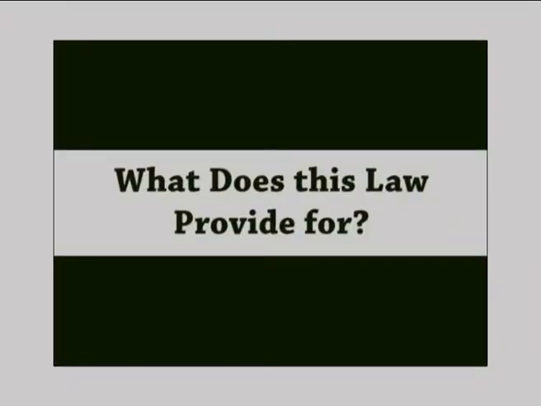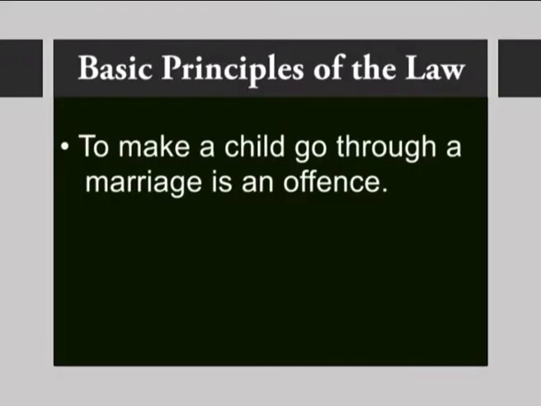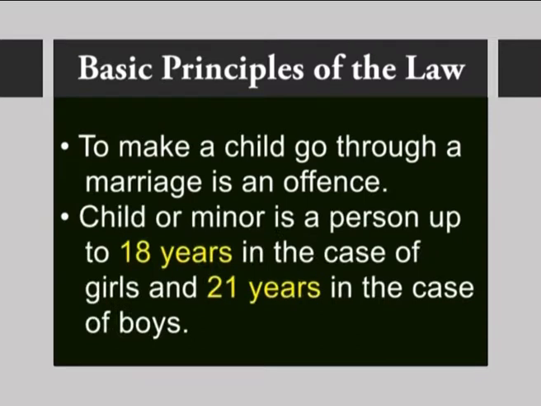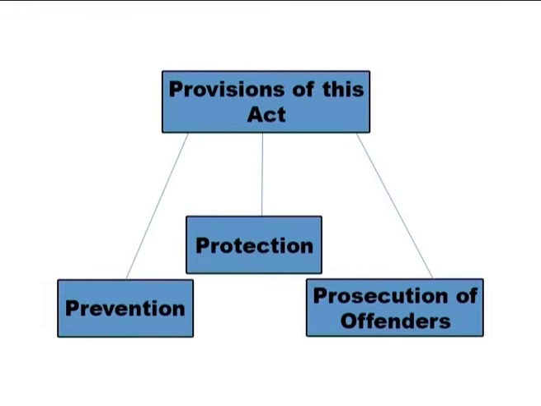Now, what does this law provide for? The basic principle of the law is, number 1, to make a child go through a marriage is an offence. Second, child or minor is a person up to 18 years in case of girls and 21 years in the case of boys. The provisions of this law can be classified into 3 broad categories. Number 1, prevention, protection, prosecution of offenders.